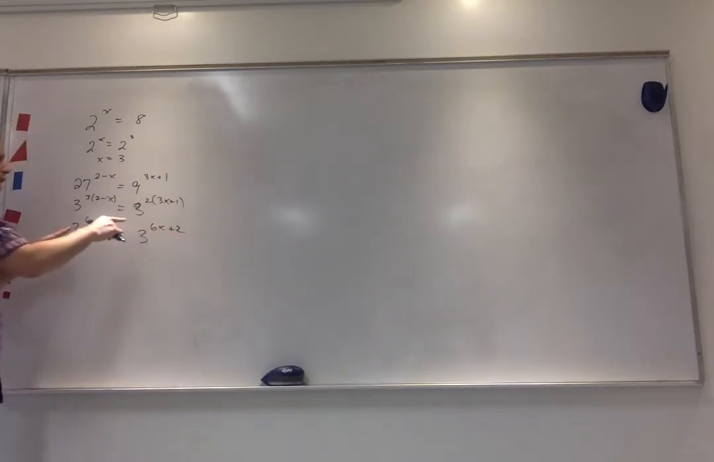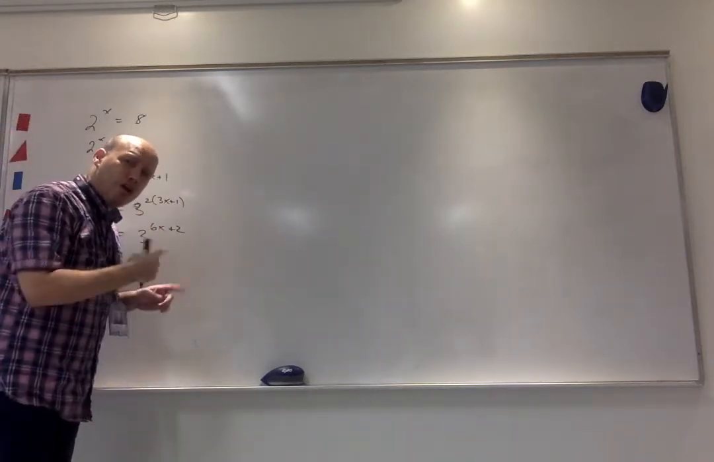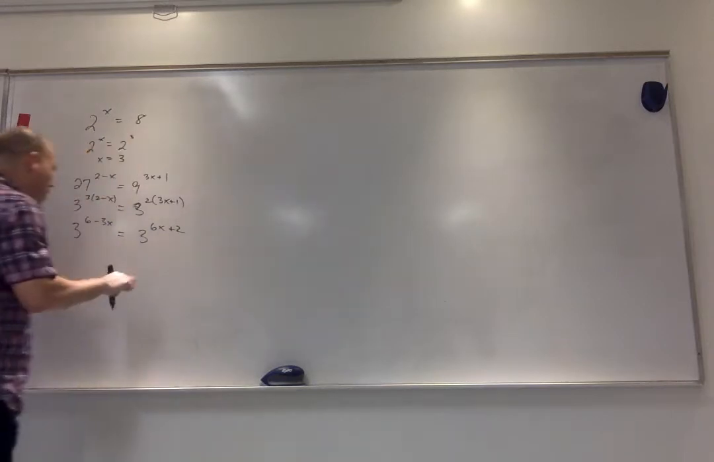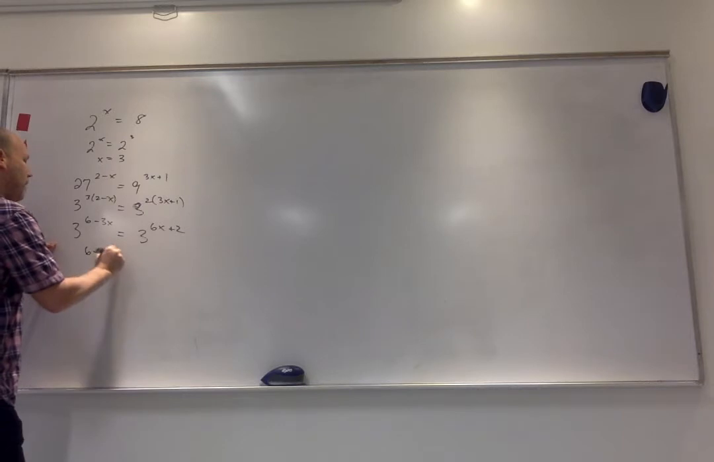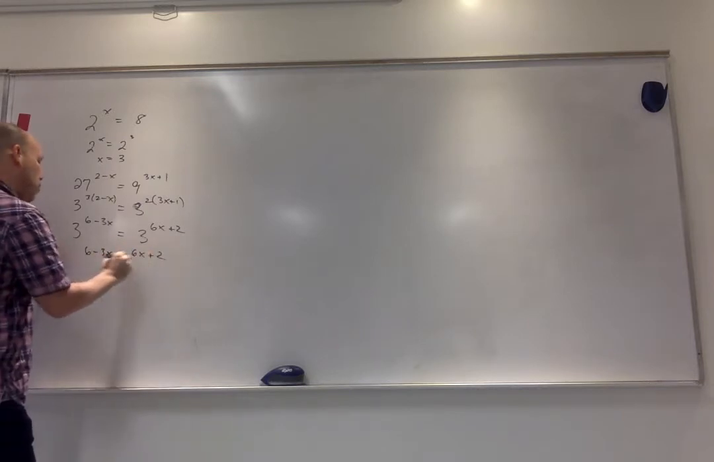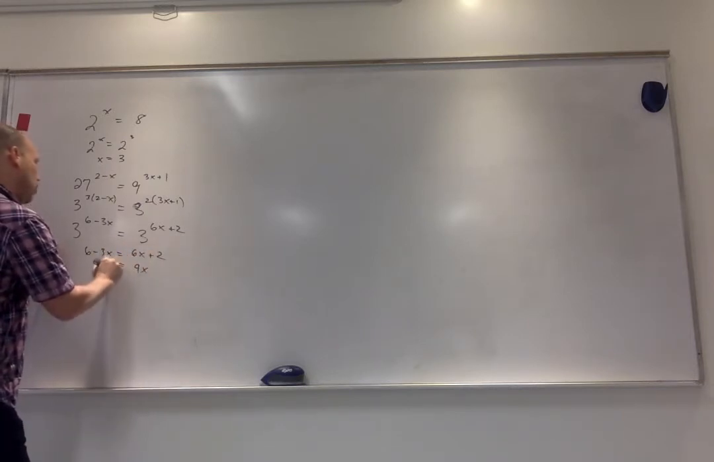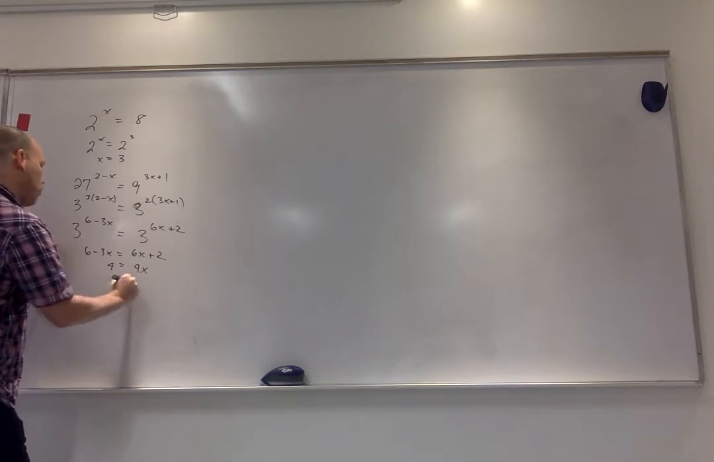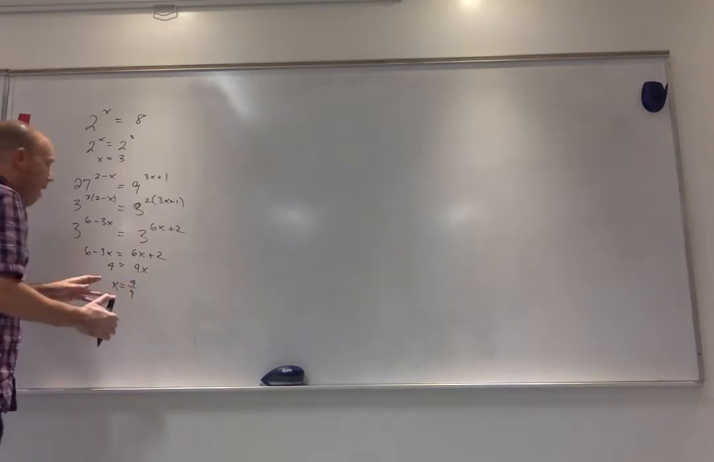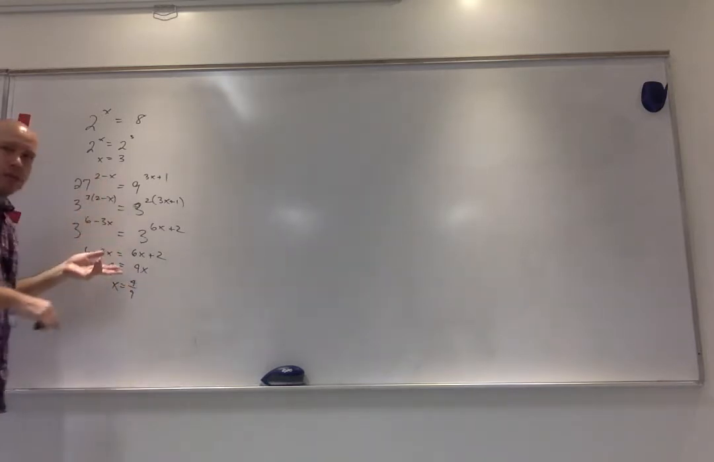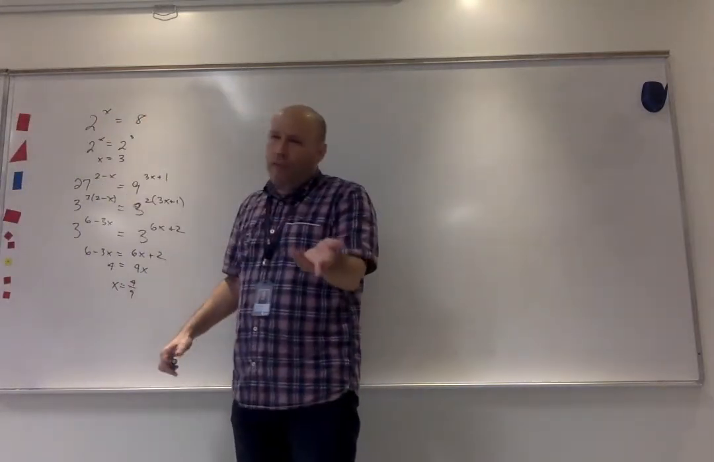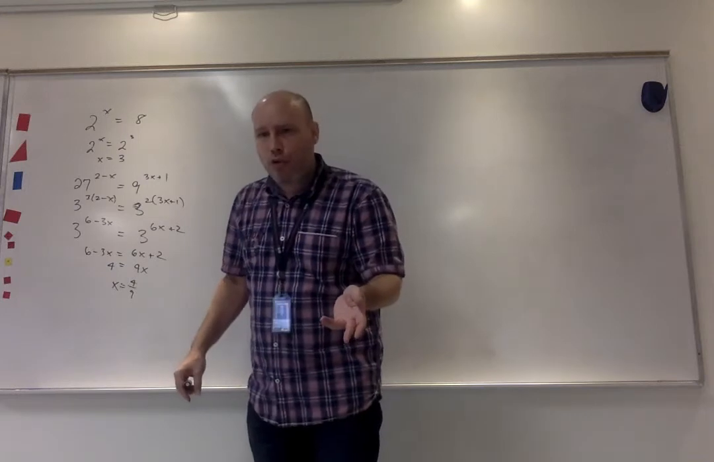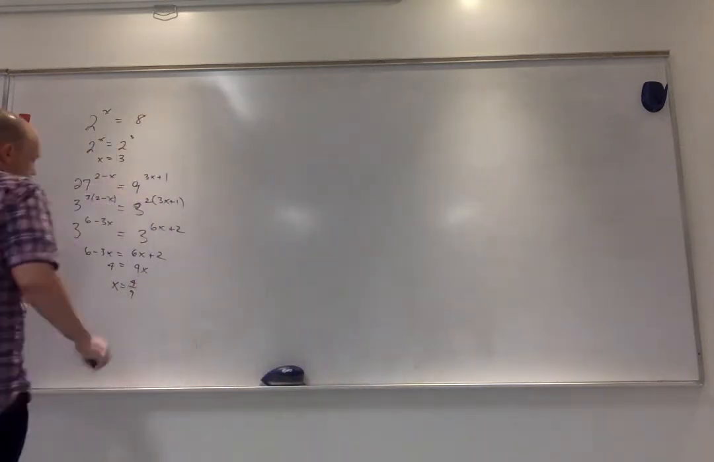I think everything's fine. Sometimes I make mistakes. Send me a link, tell me so. And so we know the bases are the same. So 6 - 3x = 6x + 2. 9x = 4, so x = 4/9. And you can check that in, and you can see it works. Or you can use Desmos. You can use MSolver in your calculator. Or you can use Desmos, and that's fine.